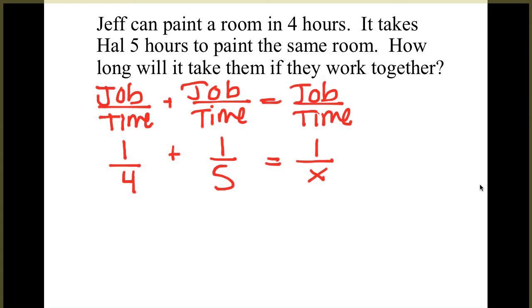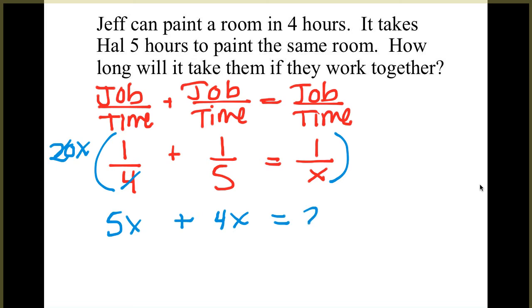So now, there's my equation. I'm going to clear my denominator, multiply by the least common denominator, and cross cancel. I'm left with 5x plus 4x equals 20. I get this as 9x equals 20. Oops, sorry about that. Equals 20. Divide by 9, divide by 9.